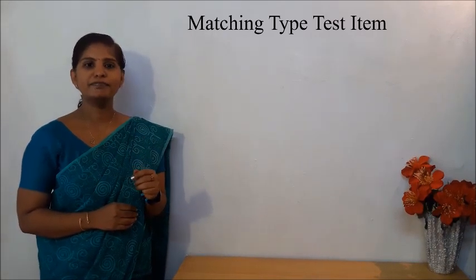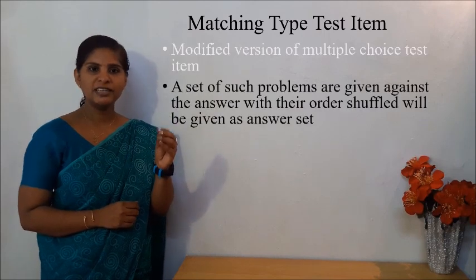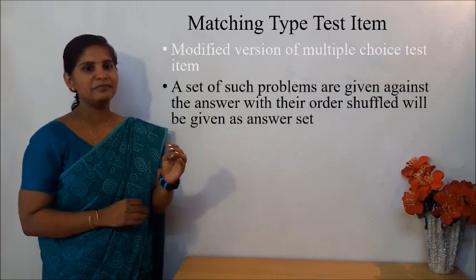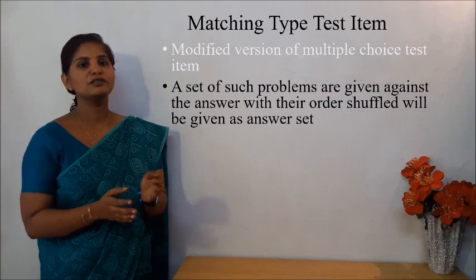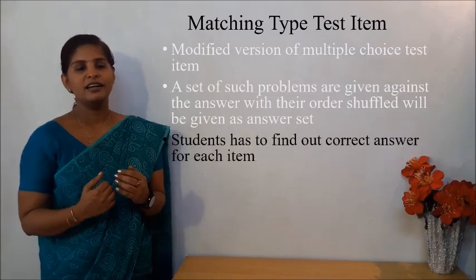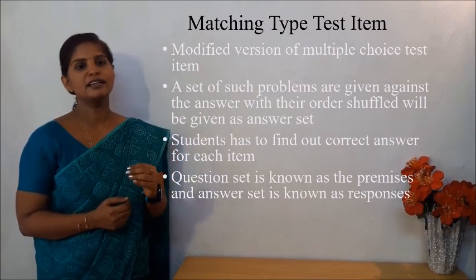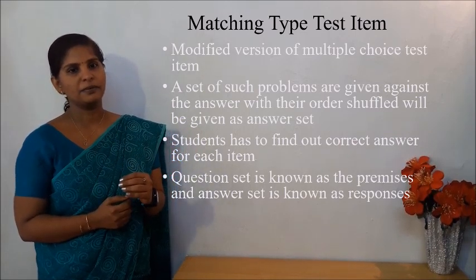Another type is matching type test item. This is actually the modified version of multiple choice test item. A set of problems is given, against which the answers, with their order shuffled, are given as the answer set. Students have to find out the correct answer for each item. The questions are known as the premises and the answer set is known as the responses.